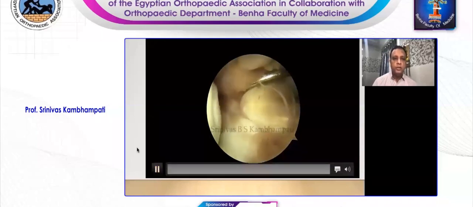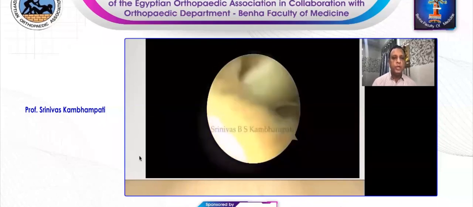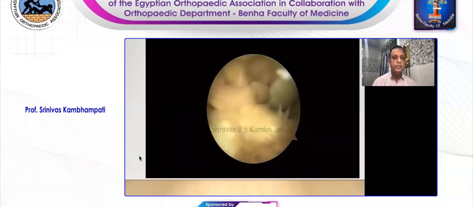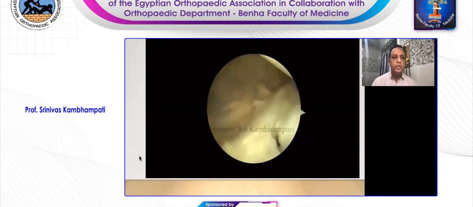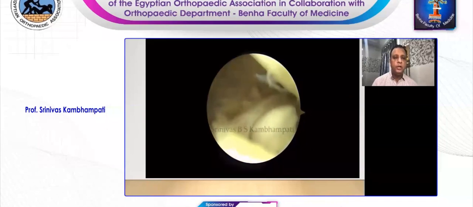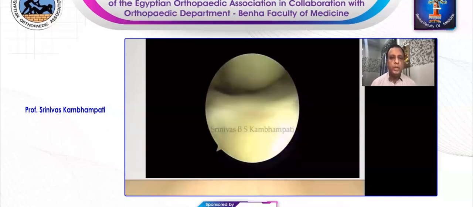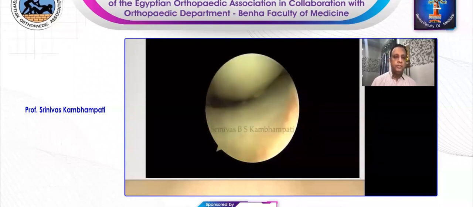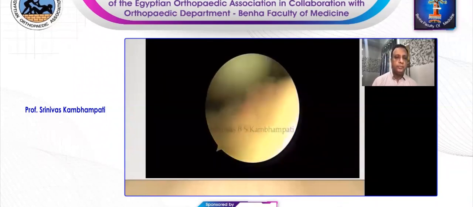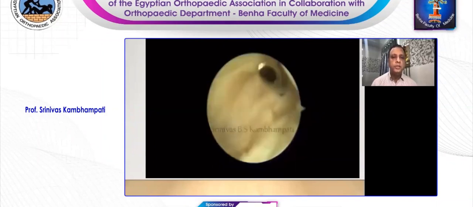An arthroscopy was done, and these were the findings of arthroscopy. There was no ACL there. This was a trans-notch view showing the posteromedial compartment. This is the medial compartment. We can see that posteriorly there's no meniscus.